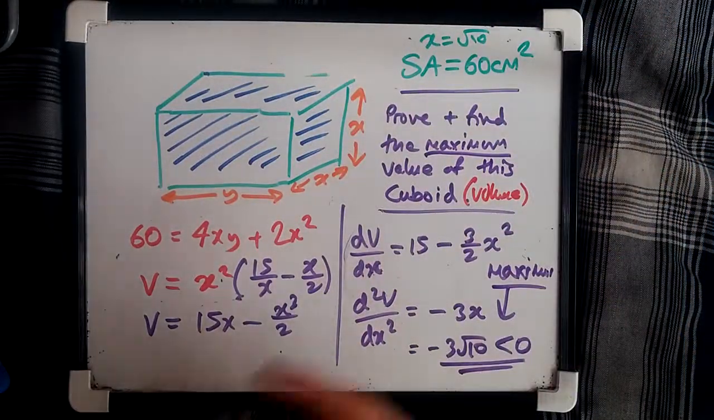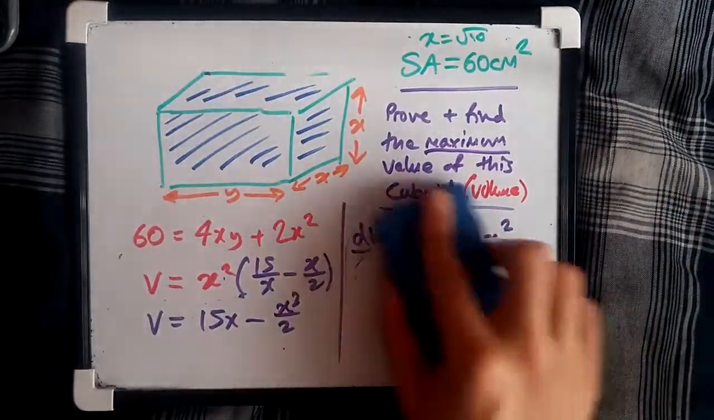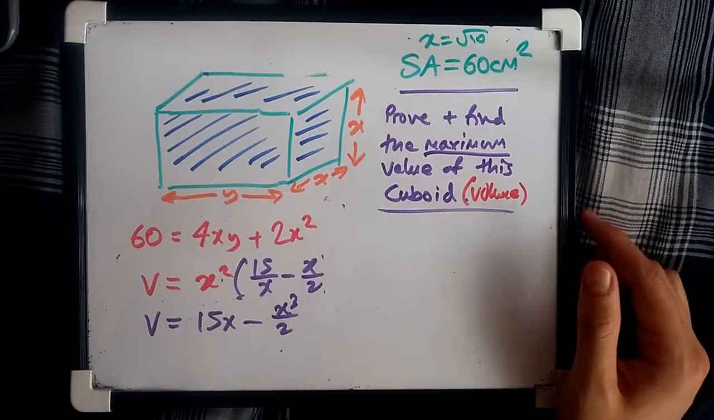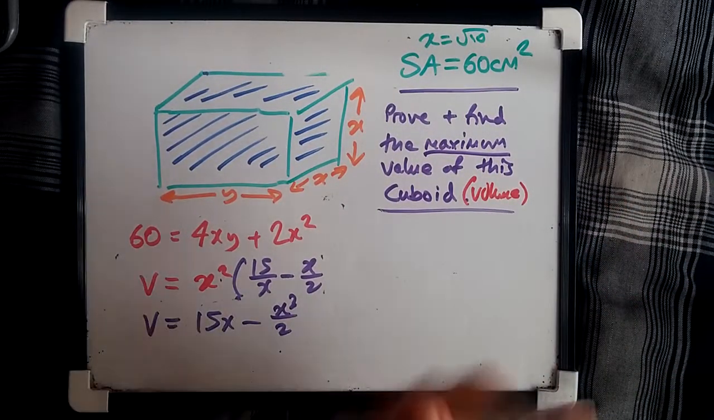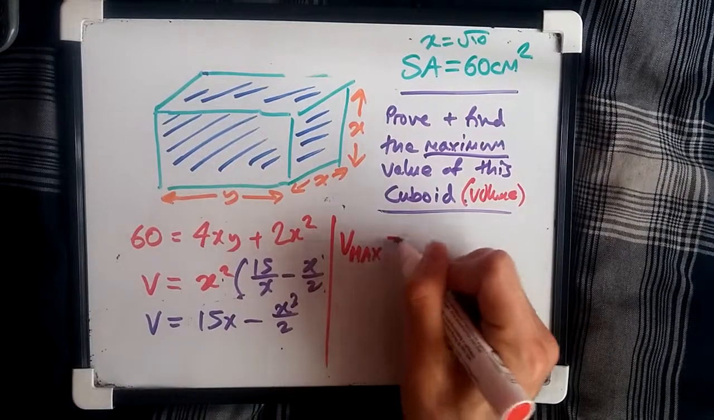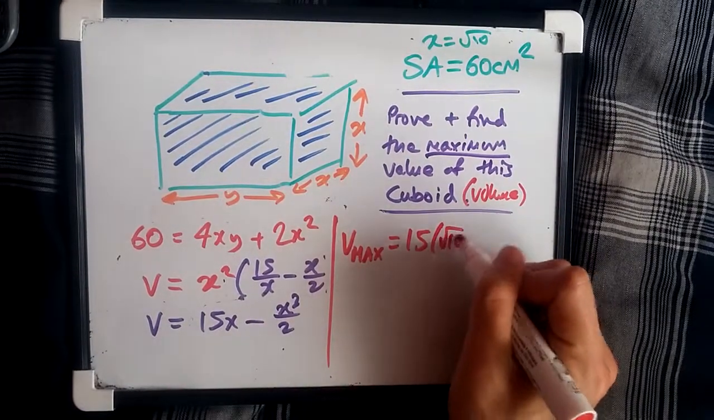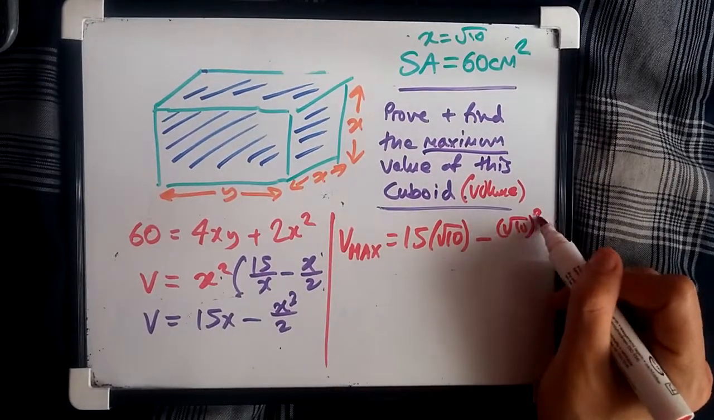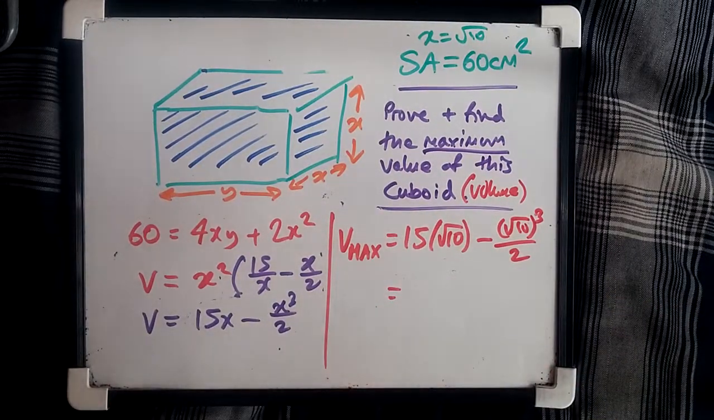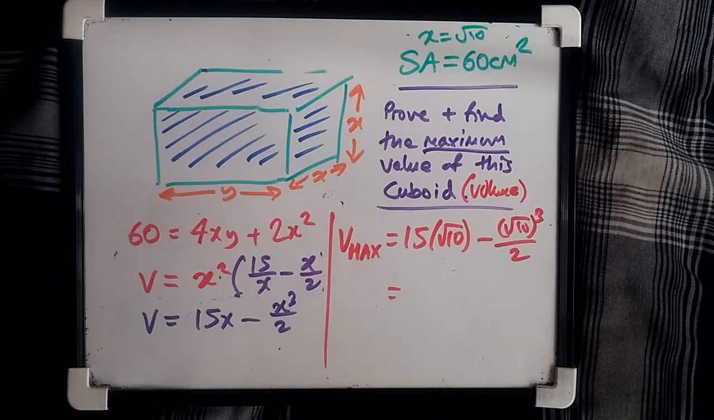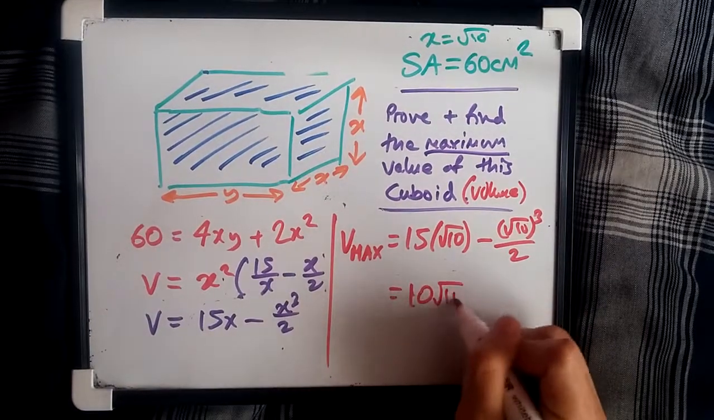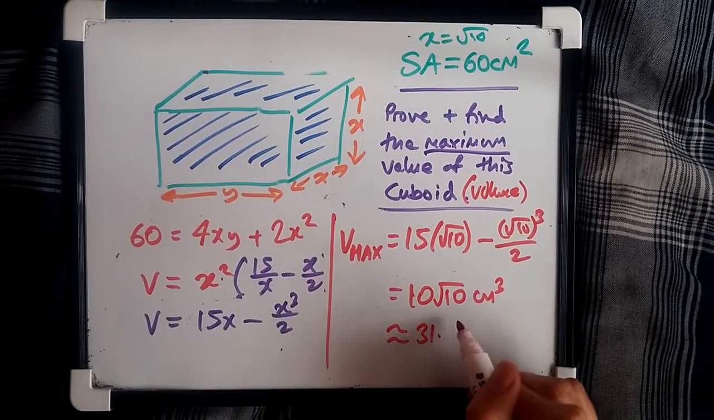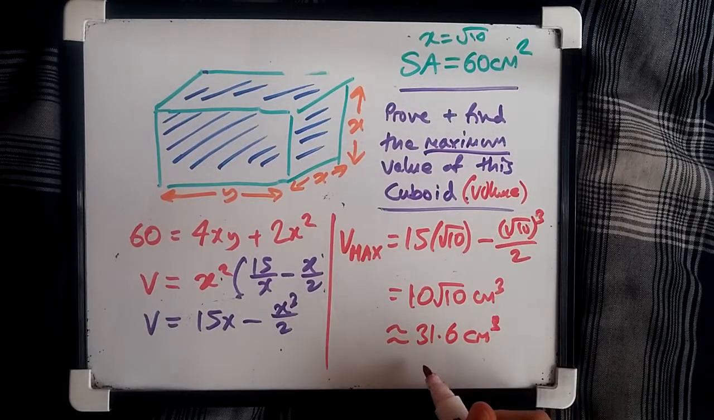Well, now we just pop in root 10 into this equation to find the actual maximum volume, because that's our purpose. So our purpose is to differentiate twice to prove that the second derivative is lower than 0, and hence that implies the maximum. So we can call this V max, which is 15 bracket root 10 minus root 10 cubed over 2. And what does this give us? Well, in the calculator you should get 10 root 10 centimetres cubed, or if you like to work in decimals, you should get 31.6 centimetres cubed to 3 significant figures.